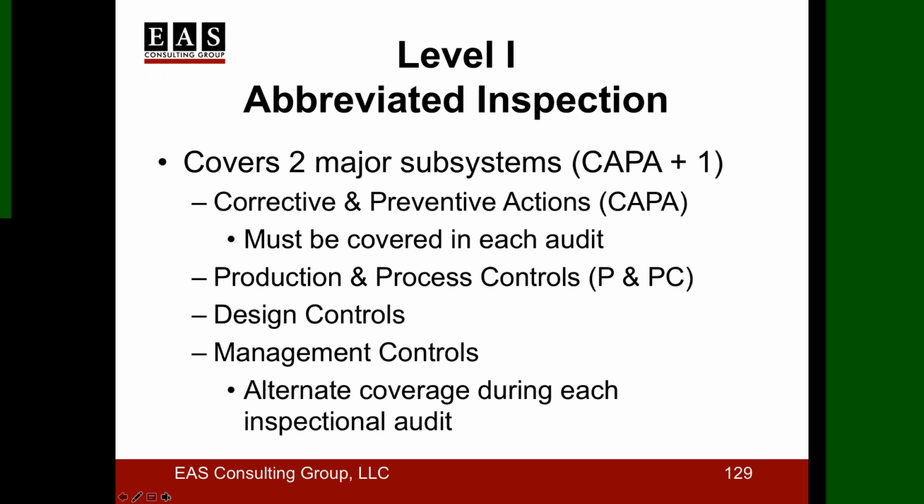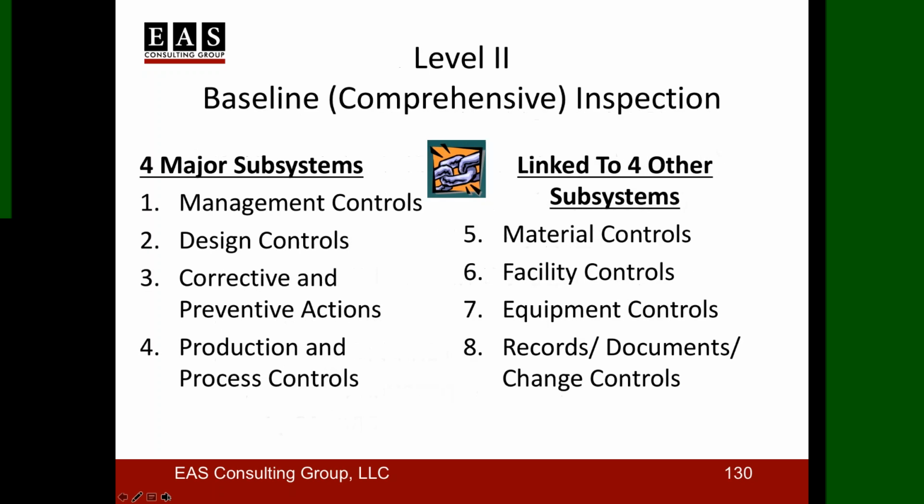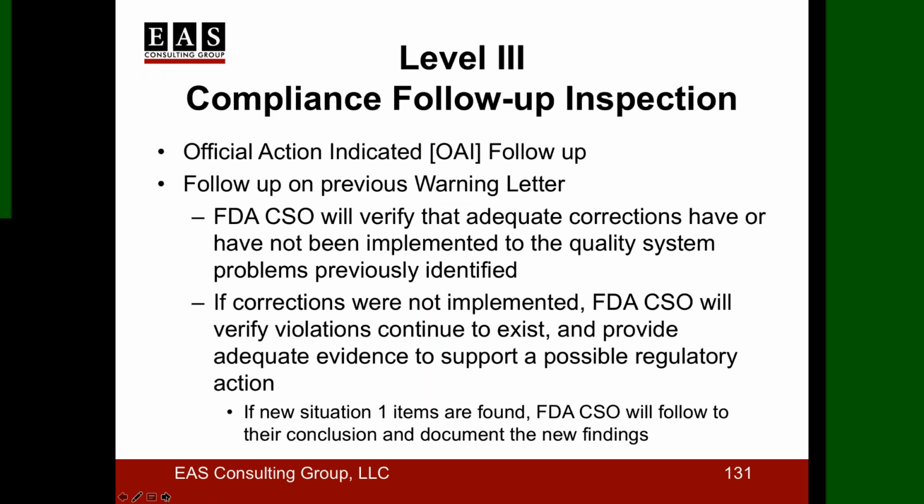So again, for the abbreviated one, it's capital +1, alternate. For the level 2, it's basically all of those. We're going to cover all 4 major ones, but they're going to tie into the other areas with the different questions and forms and SOPs that we're going to look at. So we're going to touch base on all of them per QSIT.